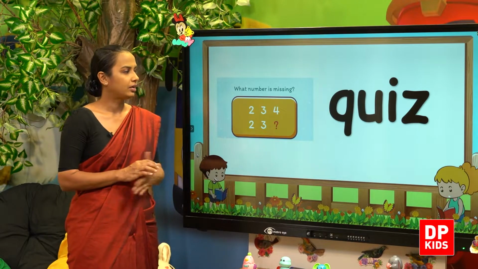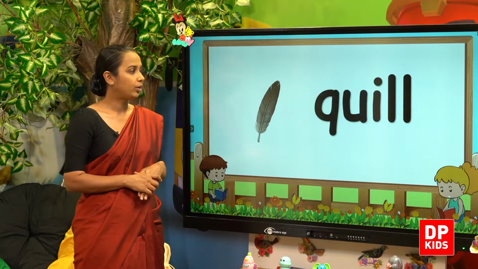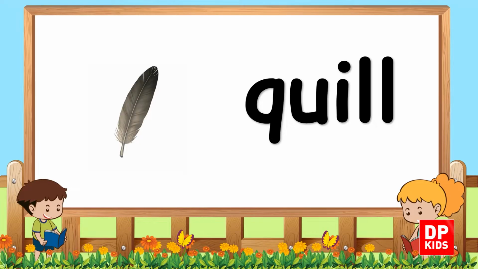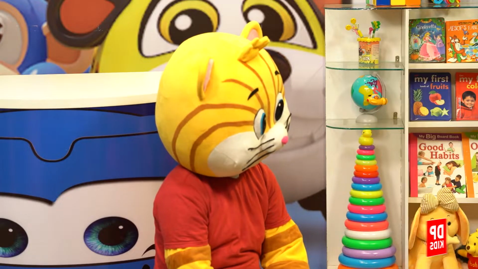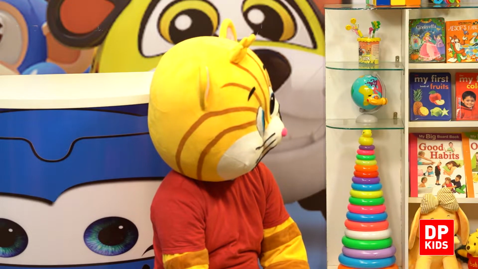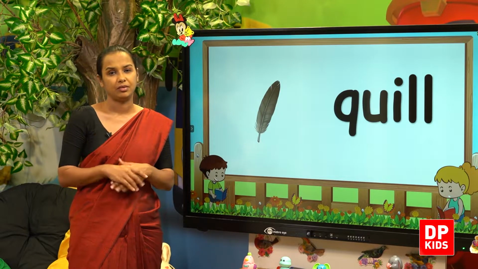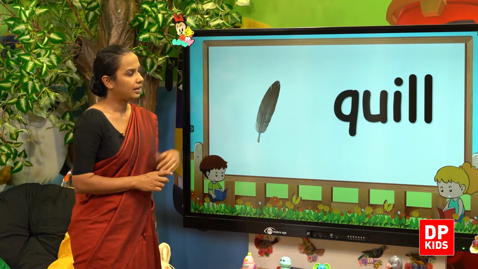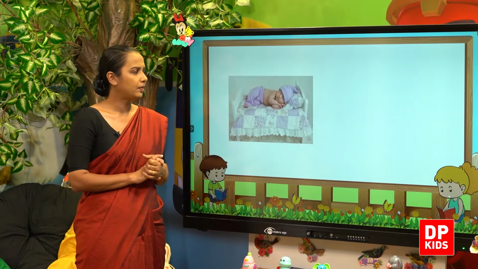Right. Then, we have for quill. We had a quill inside the magic box. Yes. Quill. Right. Then, we have the quilt.